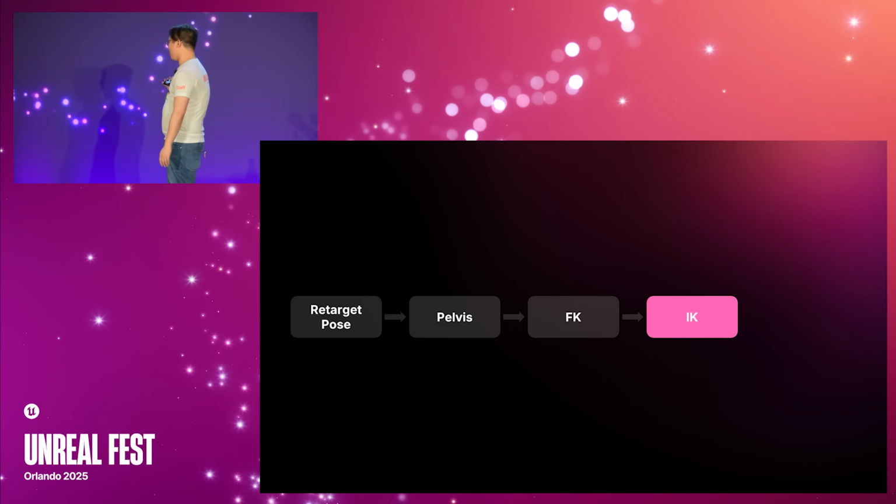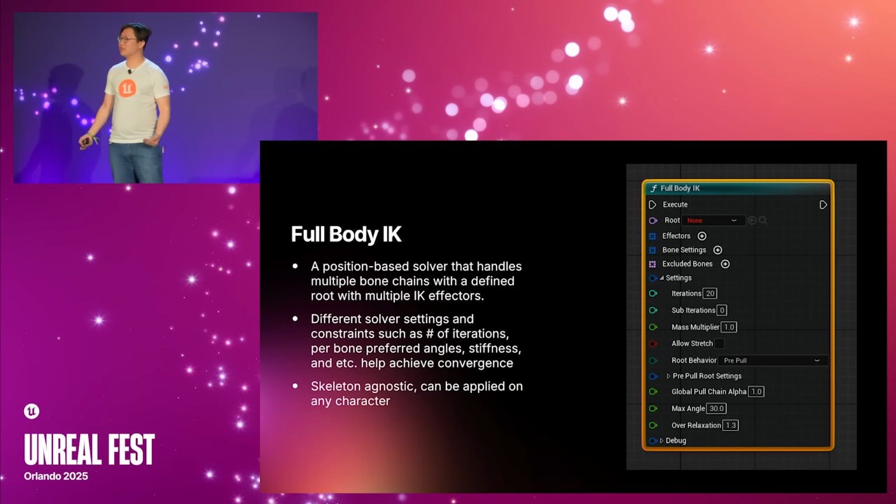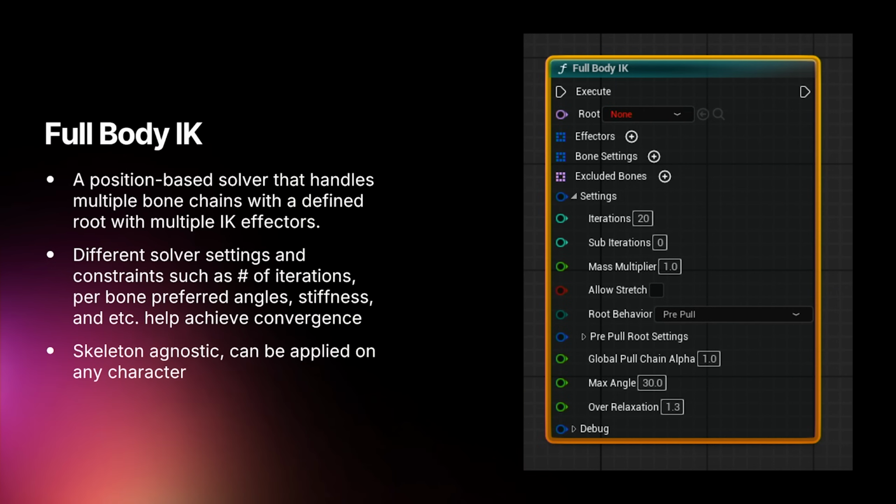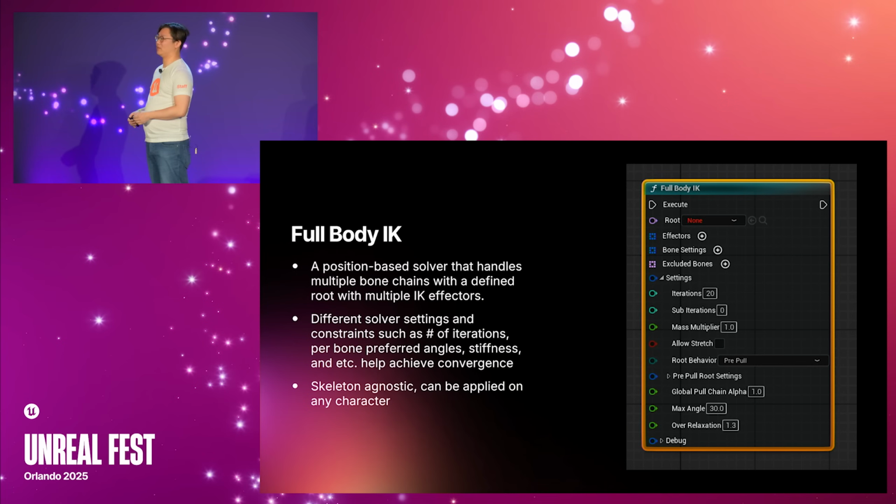Next is IK. So we have a couple of different IK solvers, but the main one that we use in retargeting is full body IK. This is a position-based solver that handles multiple bone chains, defined with a base and multiple IK effectors. It is compatible with any sort of skeleton and any sort of character. So again, we're making sure the limitations of the skeleton don't really matter with the FK and now with the IK. You can have different solver settings to craft how you want your IK behavior to be, whether that is setting specific preferred angles per bone, updating the mass multiplier because you have a much larger character, or different stiffness settings so that you can achieve a pose.